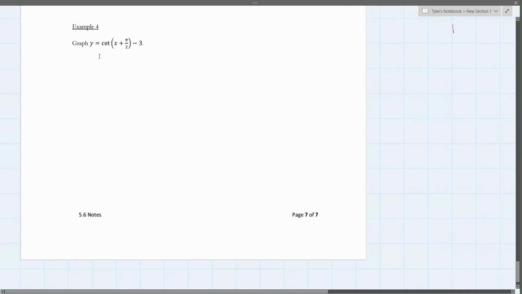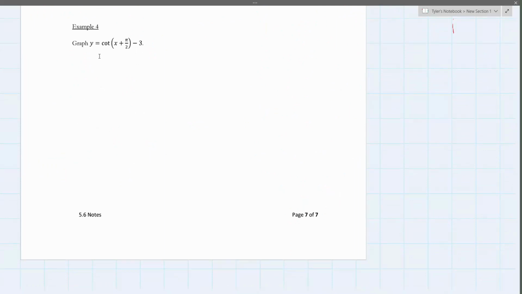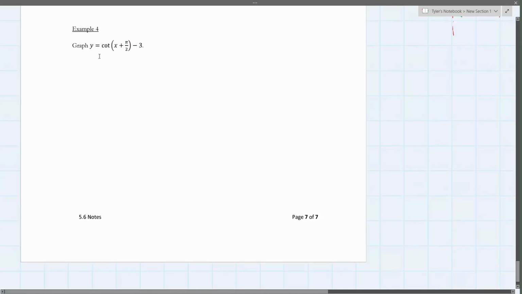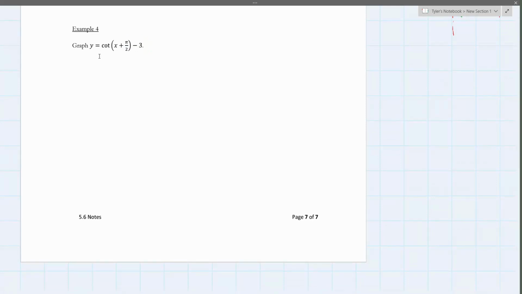Right. So then for example 4, we're graphing cotangent, but also you'll notice that we have a vertical shift of down 3 units. So similarly to when we looked at doing secant or cosecant, we ignored the shift at first and then applied the shift after we had a graph established. And you're going to want to do the same thing. I would do the same thing here.